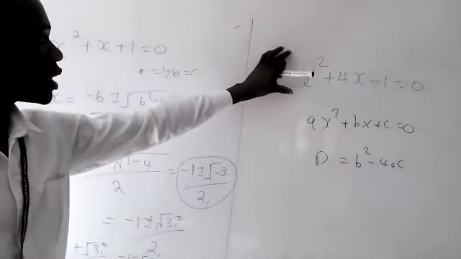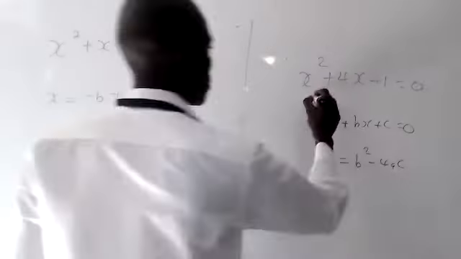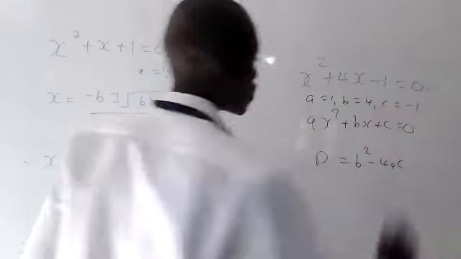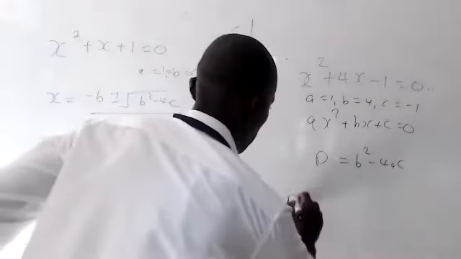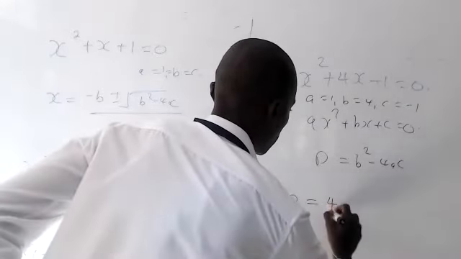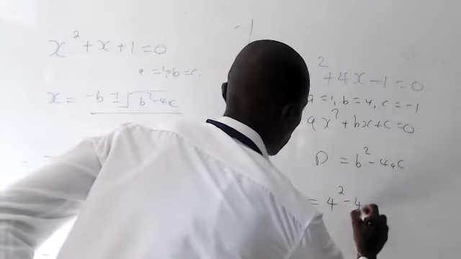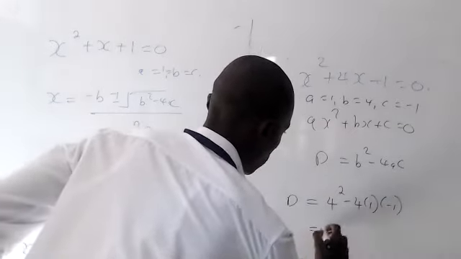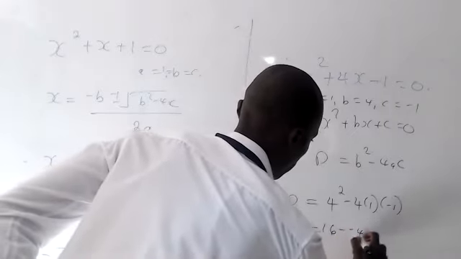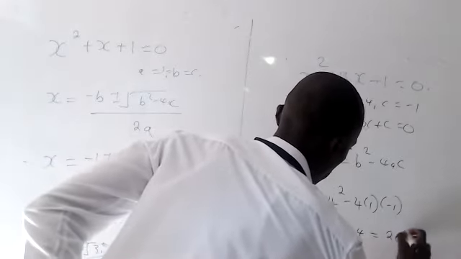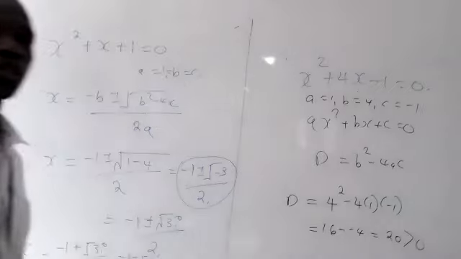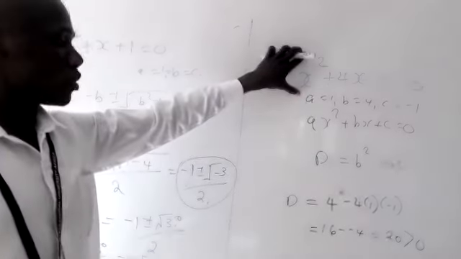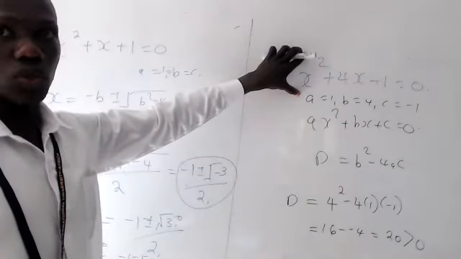So in this case, just identify a, b, and c. a is 1, b is 4, c is minus 1. The discriminant will be 4 squared minus 4 times 1 times minus 1, which is 16 plus 4. That is 20. 20 is a positive number. So what's the conclusion? This equation will have two distinct real roots.